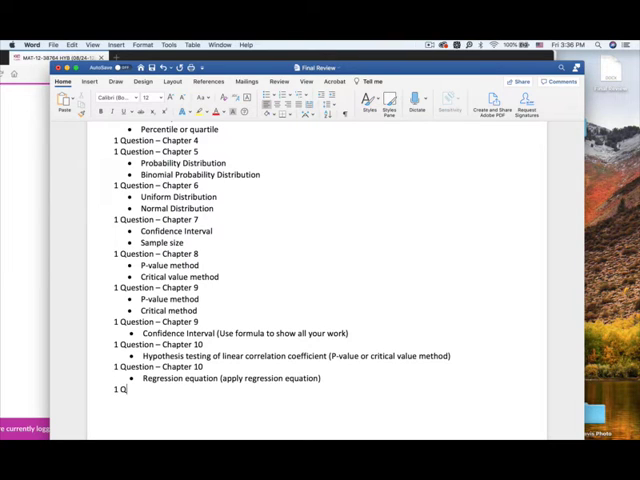And you have one question from chapter 11. That will be from section 11.1. Okay, I may ask you guys to do the hypothesis testing for equal expected frequency or unequal expected frequency.